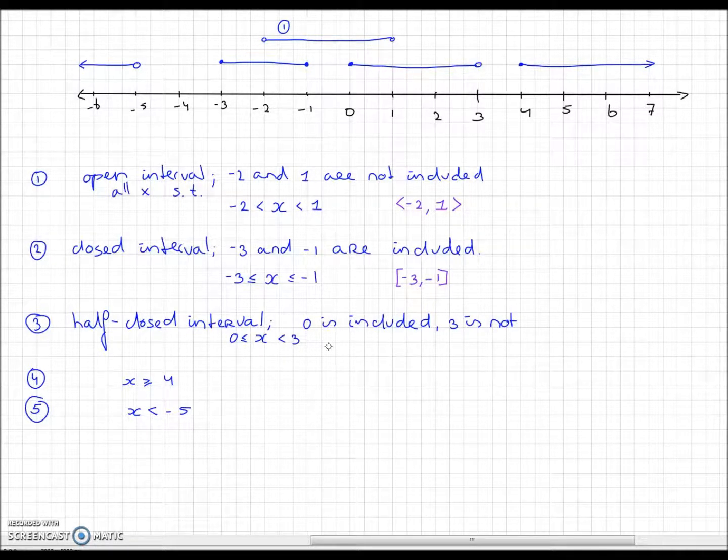So this interval can be written down as 0 to 3. 0 is part of the interval, so we use a rectangular bracket. 3 is not part of the interval, so we use a triangular bracket. This is the interval starting at 4 going to infinity. 4 is part of the interval, infinity is not. And in this interval, the interval starts at -infinity and continues on to -5. -infinity is not part of the interval, and -5 in this case is also not part of the interval.